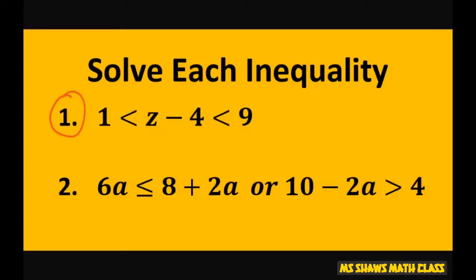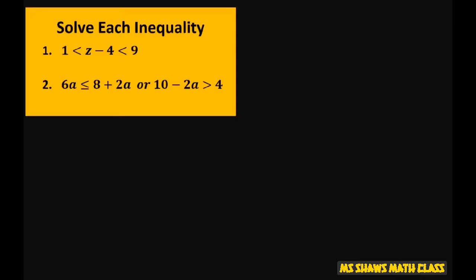Everyone, we're going to solve each inequality, and these are the two that we're going to do, and we're also going to graph these. All right, so for the first one, we have 1 is less than z minus 4 less than 9.